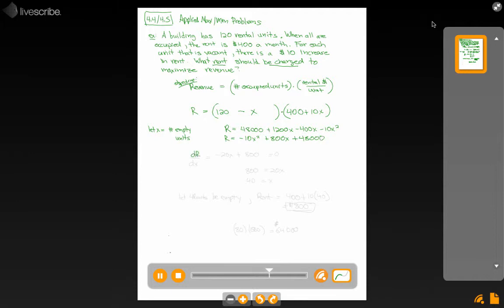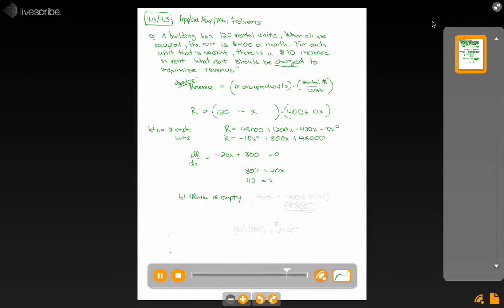So if I find dR/dx, I should be able to find a maximum for this one. So negative 20x plus 800. If I let that equal 0, I should be able to solve: 800 equals 20x, so x equals 40. So what does that mean? It means if I let 40 units be empty, I'm going to have only 80 occupied units, but I'm going to be able to charge $800 a month rent for each of those units.